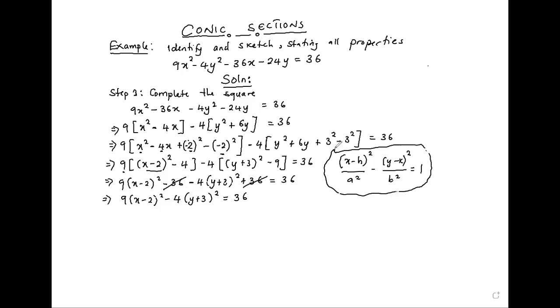So now, let's divide by 36. We divide by 36, we divide by 36. What do we have? We're going to have x minus 2 squared. What is 9 into 36? So 9 into 36 is 4. Minus y plus 3 squared over, what is 4 into 36? 9, equal to 1. So we have seen that this is what? A hyperbola.